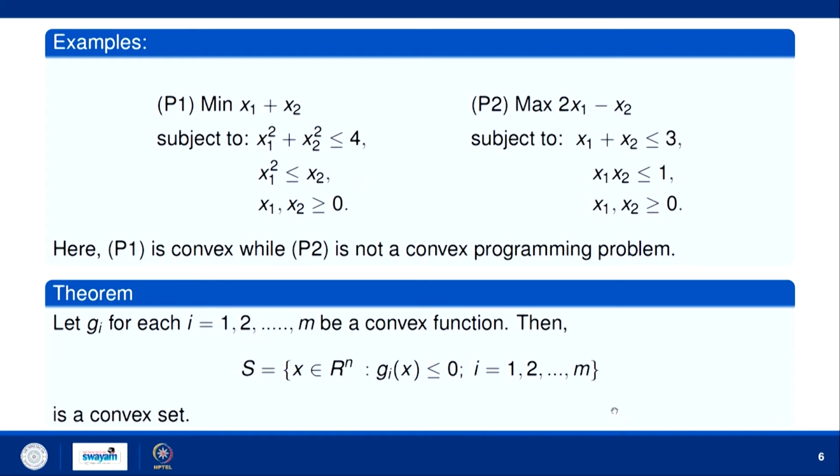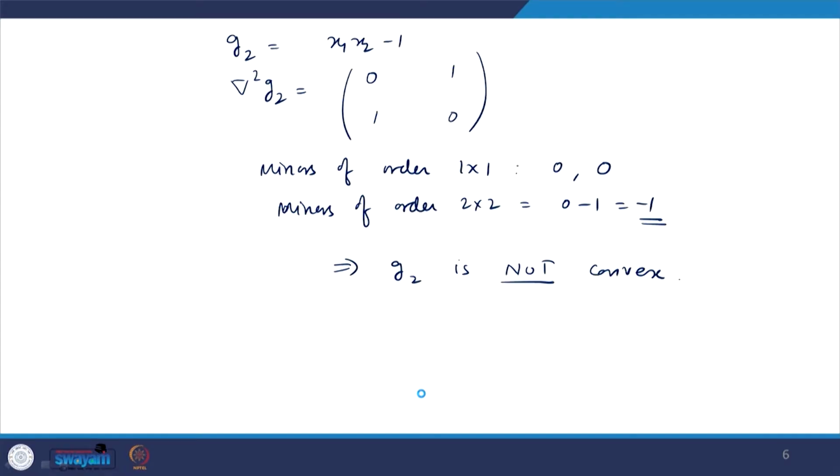Now, we have an important result: if G I for each I are convex functions, then this set is a convex set. The proof is very easy. We are constituting all those x in R n such that G I of x is less than or equal to 0, for I from 1 to m. This is basically the feasible set or feasible region, satisfying all the constraints.